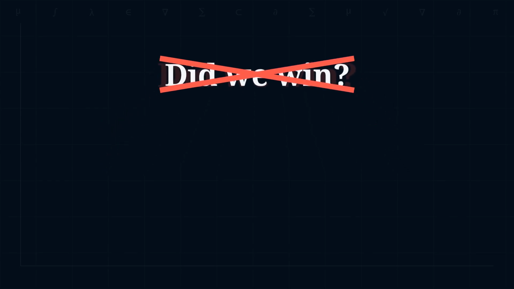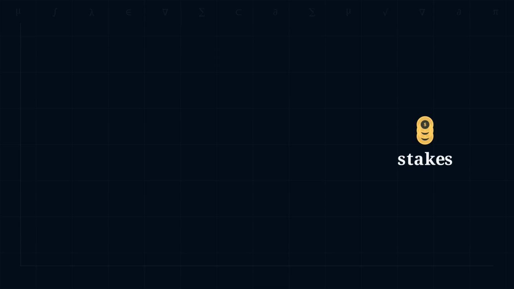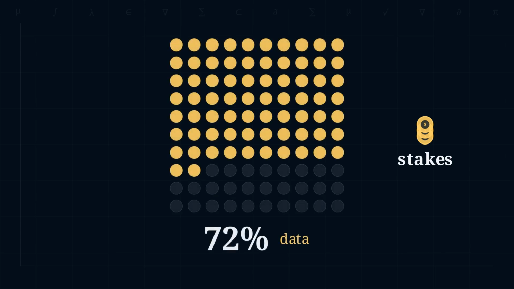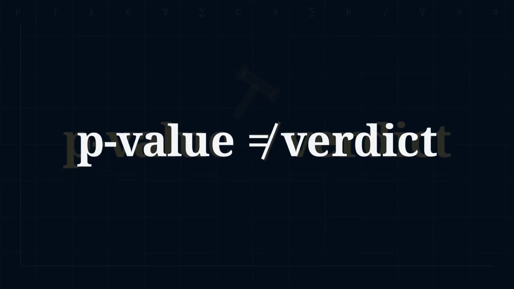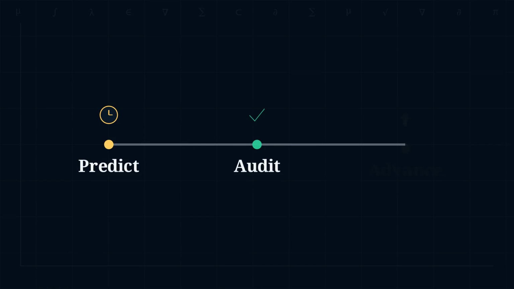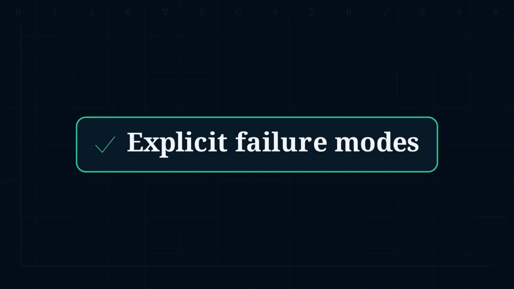The single shift this lesson asks for is simple. Stop asking, did we win? And start asking, which mistake did we make cheaper, given our stakes, and did we invest enough data to keep the other one acceptably rare? A p-value is not a verdict. It is evidence run through a rule you chose with predictable failure modes you can audit in advance. Good testing is explicit about those modes, not surprised by them afterward.